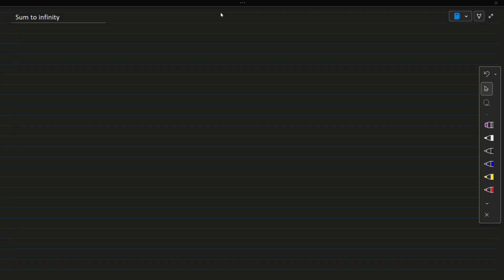Okay, so what is the sum to infinity? Let's say you have a pattern. The first term is 100. Then the next term is 10, then the next term is 1. If you look at this, you can see that it's a geometric number pattern. They are always multiplying by 1 over 10.